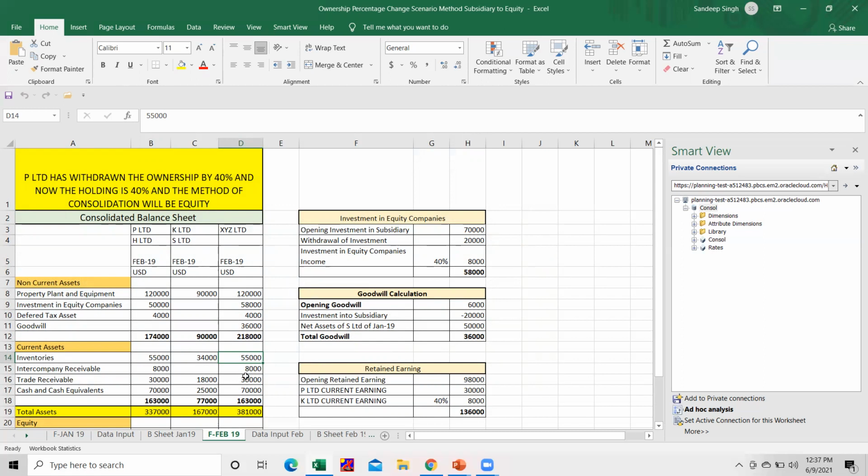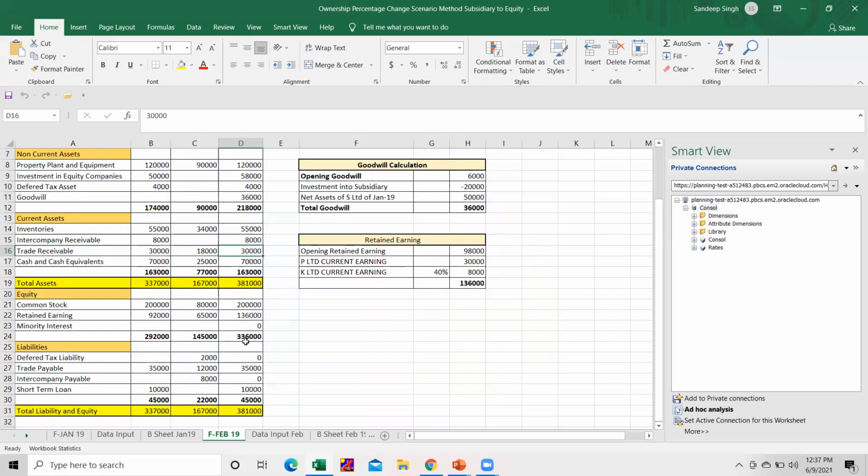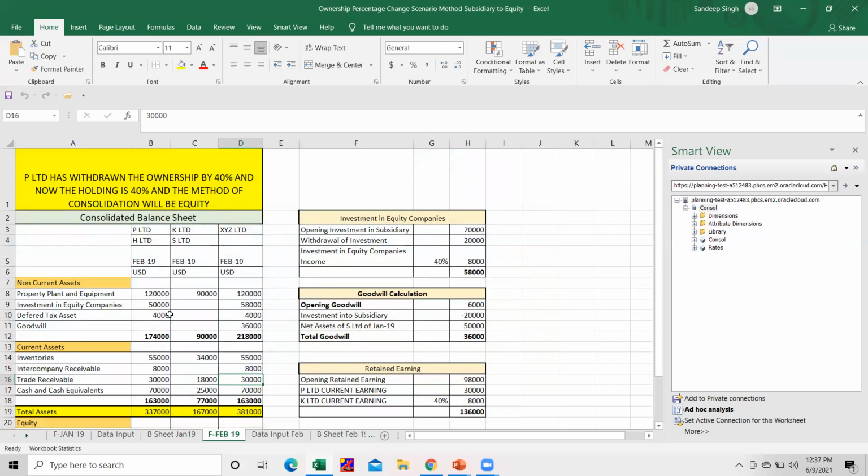For trade receivable, it is 30,000. So under the equity method of consolidation, we only consider the number of the parent entity. The investment made by the parent company gets eliminated. So here also the calculation of the goodwill takes place.